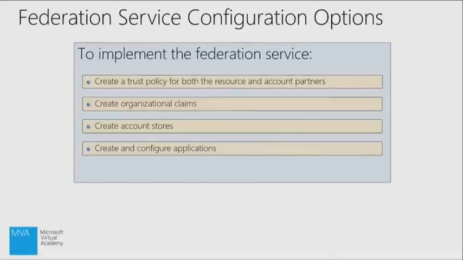To get this running, there are a number of things I have to do. I have to create trust policies. What users do we want to access what resources? And that goes along with the second one, organizational claims. Those claims are very similar to groups. They are going to be used across the boundary to define how access is granted.